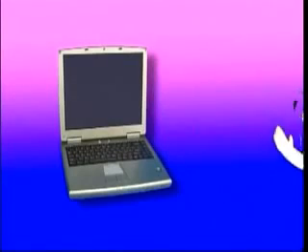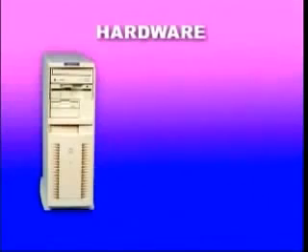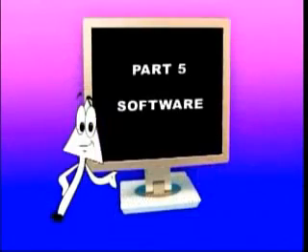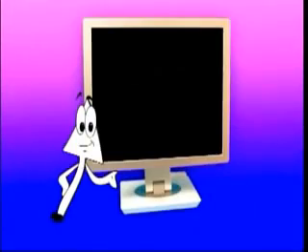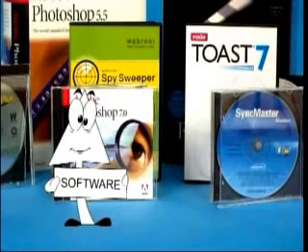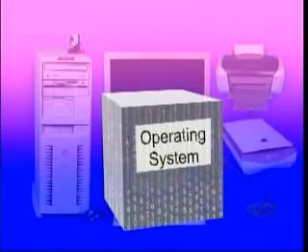Hardware. Yes, that's right. So far, we've been talking about what's called hardware, the computer and the things plugged into it. Now, we're going to talk about software, the programs that make it possible for your computer to do all kinds of things. The most important software program on your computer is its operating system.